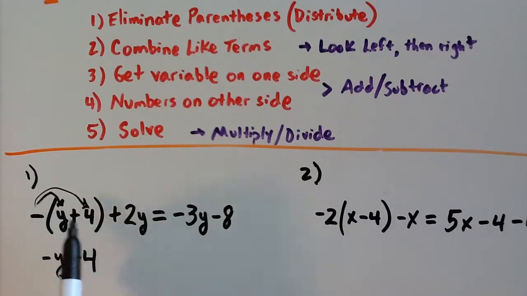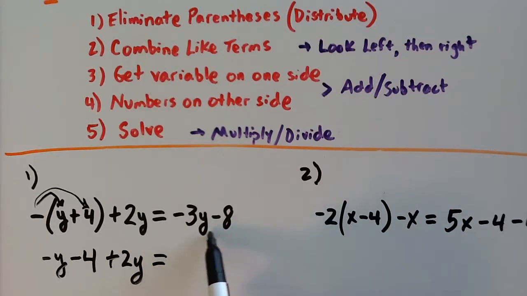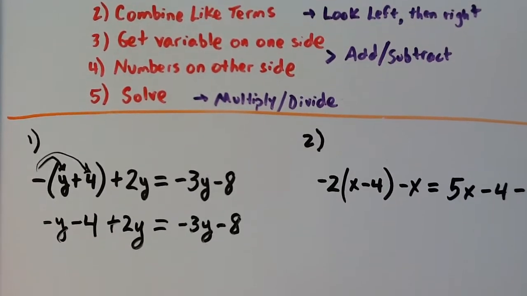Remember, you do not distribute to the term outside the parentheses, right? So this just gets brought down. It's positive plus 2y, right? Bring your equal sign down. On this side, I have no parentheses, so I'm just going to bring those terms down as well. Negative 3y minus 8. So I've done step 1. My parentheses are now eliminated.